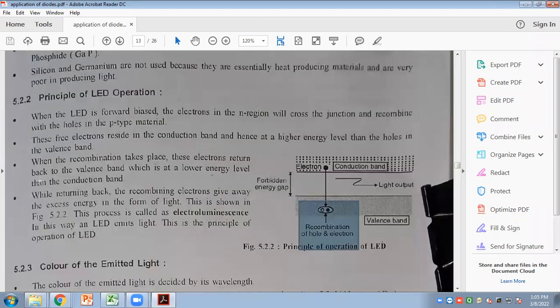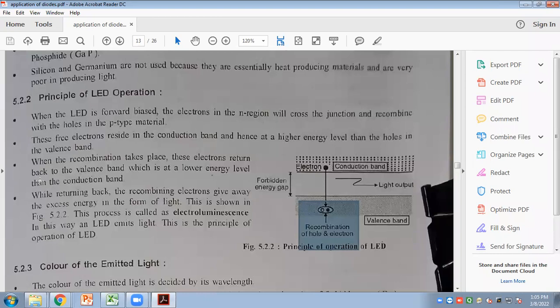When the LED is in forward bias, electrons in the n region will cross the junction. Forward biasing, all of you know, the n region electrons will cross the junction and recombine with the holes. So electrons and holes recombine in the p-type material.